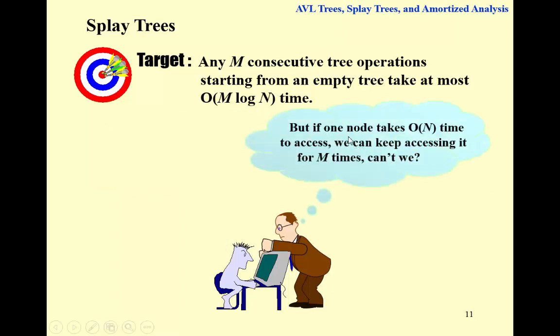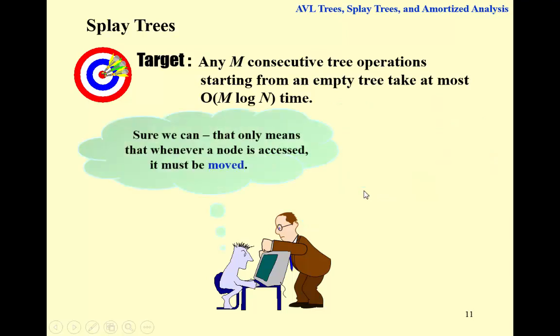But if one node takes a linear time to access, we can keep accessing it for m times and get something like big O of m times n, can't we? Well, it just means that we cannot let that happen. How can we avoid that? Sure we can. That only means that whenever a node is accessed, it must be moved. If one node is the worst case for one operation, next time it had better be the best case, so that the amortized time, or say the average time, can be better than linear, which means this node has to be moved to somewhere else.